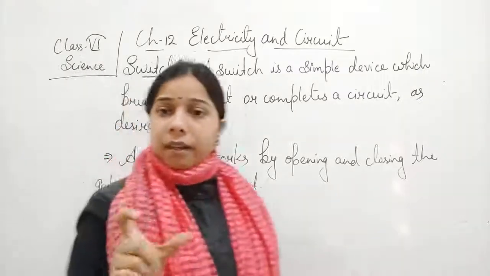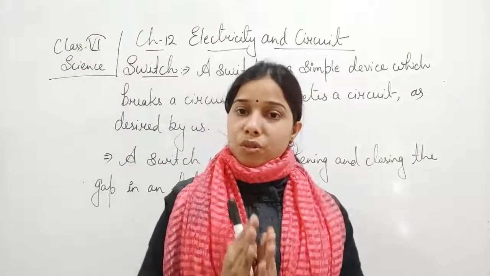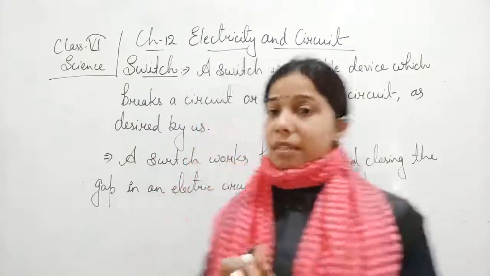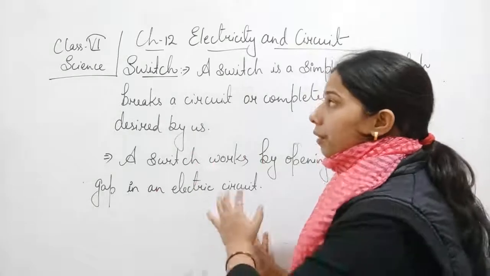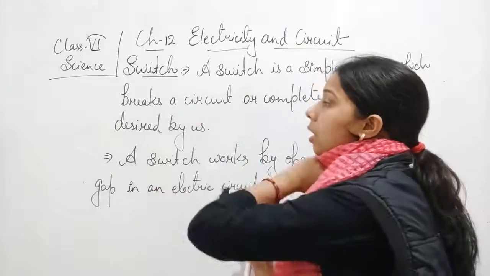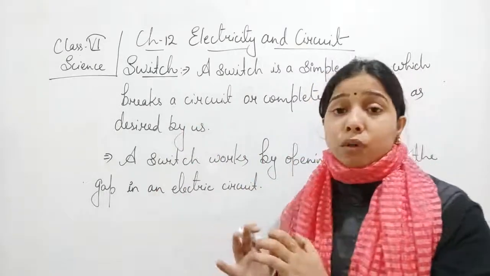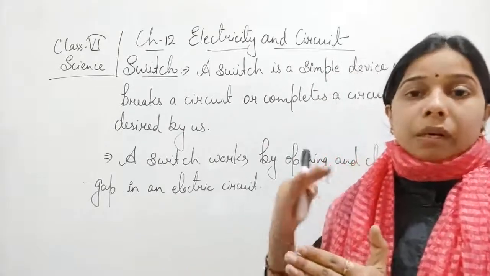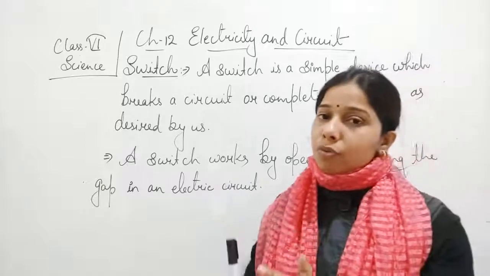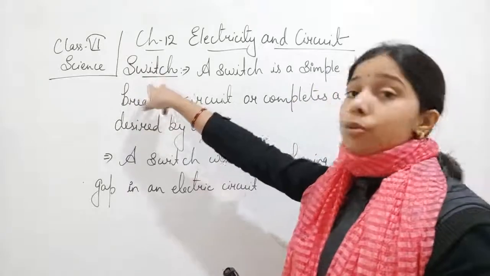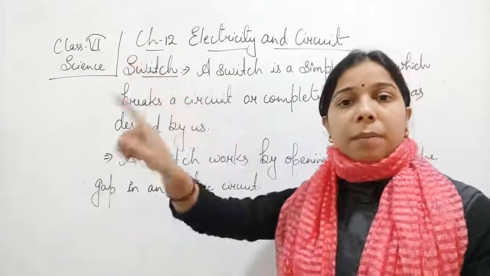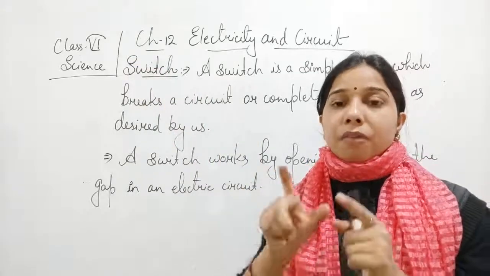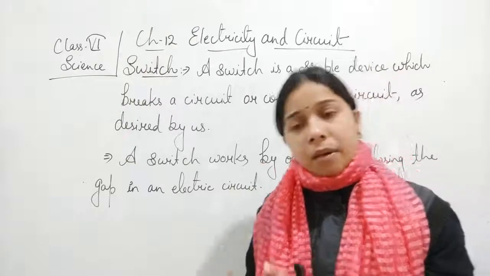It means in an electric circuit, if there is a formation of a gap or the gap is closed, we will say that is the role of the switch. Basically, students, if you want to open the circuit or close the circuit, complete the circuit or make it incomplete, we use the switch. A switch helps in completing or opening the circuit. It helps in forming the gap or filling the gap.